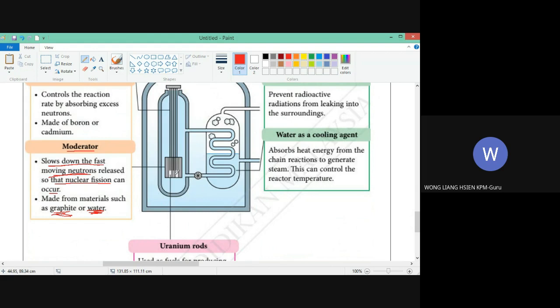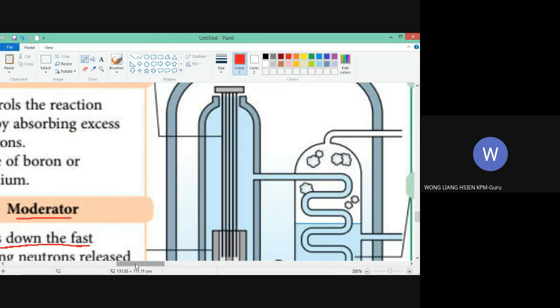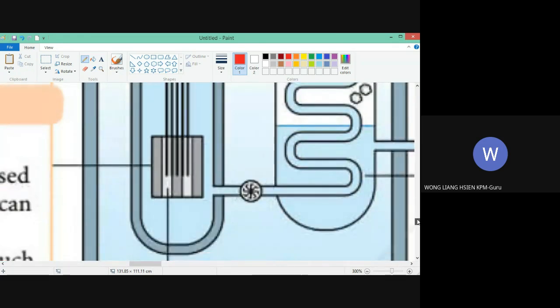and then when it goes into the neighboring uranium rod, it will be able to be absorbed by the uranium in the neighboring uranium rod. Okay, meaning like this. Let's say here there is one uranium that undergoes fission. So 1, 2, 3 neutrons fly out.